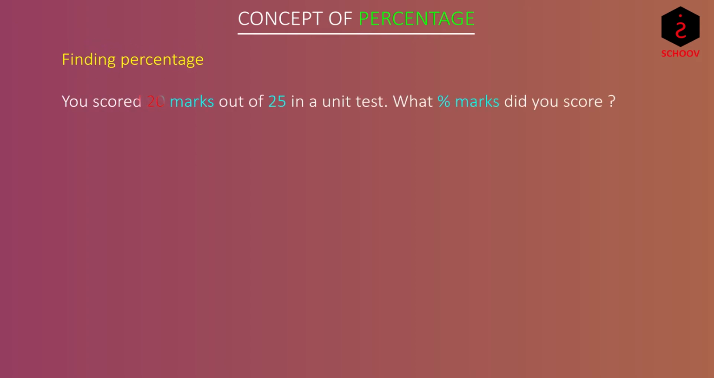Suppose you score 20 marks out of 25 in a unit test. What percent marks did you score? It is very simple actually. You scored 20 out of 25. So it can be written as 20 upon 25. And when we have to find percentage, we have to find per 100, which means we have to convert denominator into 100. So we multiply denominator by 4. But to keep the value of fraction same, we have to multiply numerator by 4 too. So we get 80 by 100. And now we can simply say that answer is the numerator, 80 per 100 or 80%.